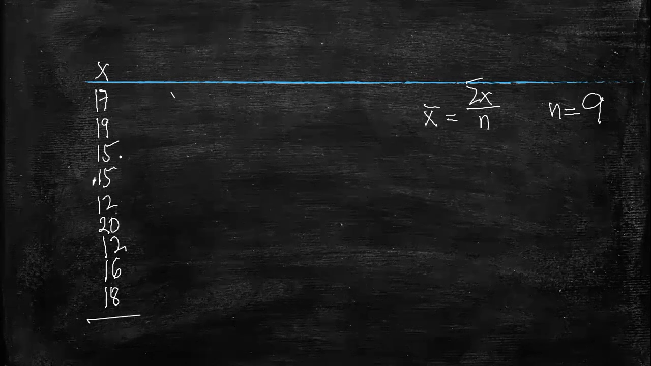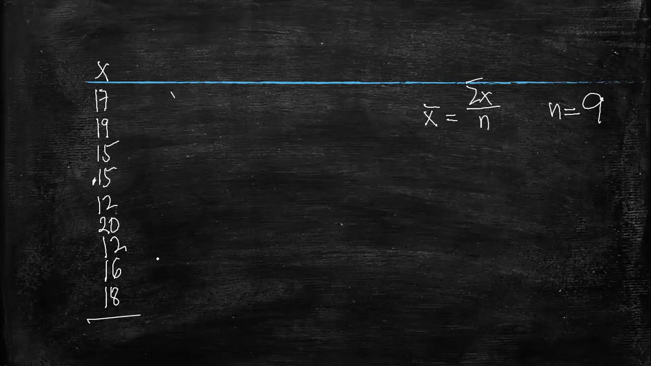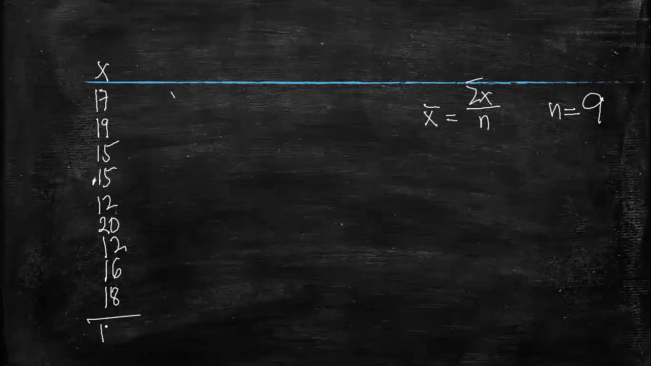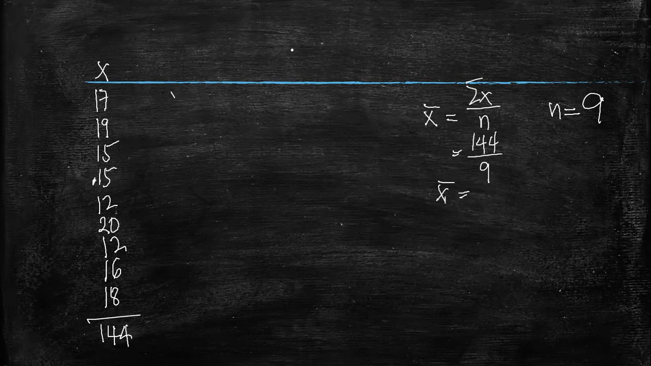So, ilan ang sum nito? 17 plus 19 plus 15, 15, 12, 20, 12, 16, 18. Ilan ang sum? 144. So, 144 divided by 9, yun po yung ating mean. Ilan ang mean natin? 16, sir. 16. Luckily class, whole number na naman. Whole number na naman yung example natin.